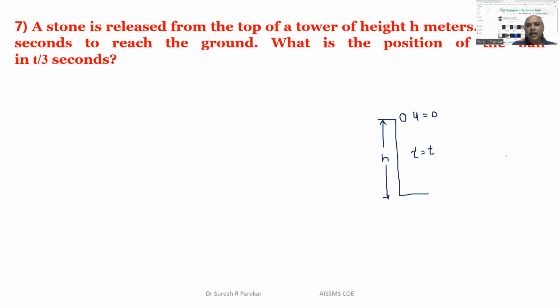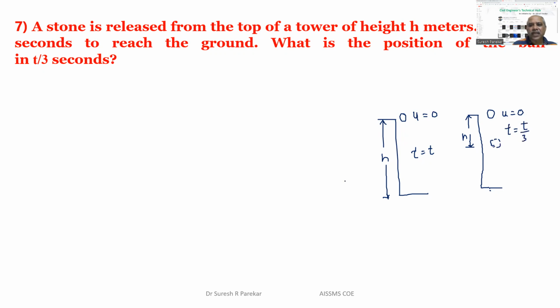And then what is the position at t equal to T by 3? So we are going to release this ball. We have 0, and then this will be h, and here we have the ball position at t equal to T by 3.